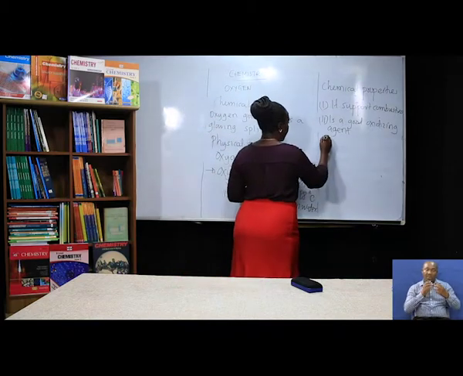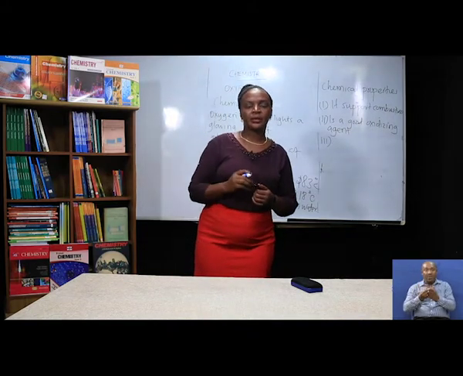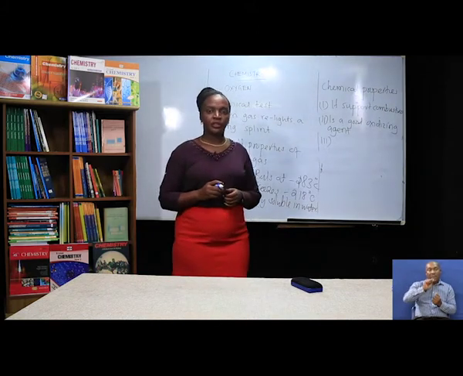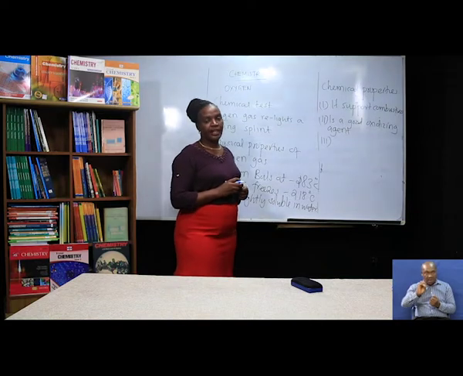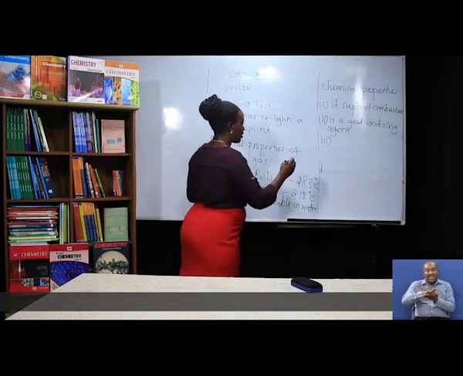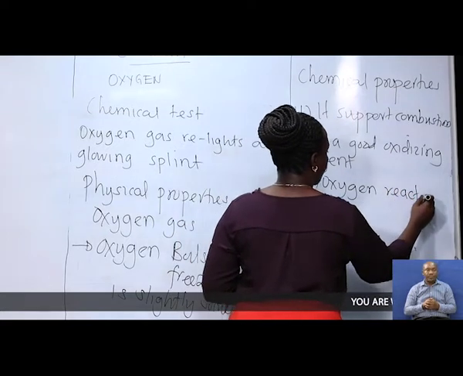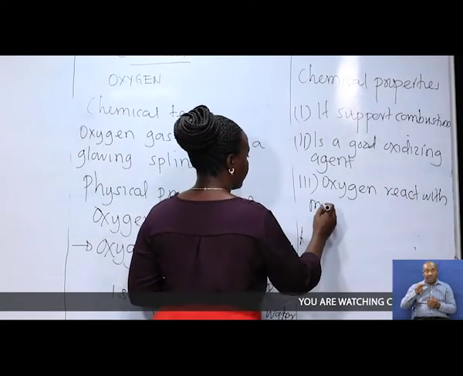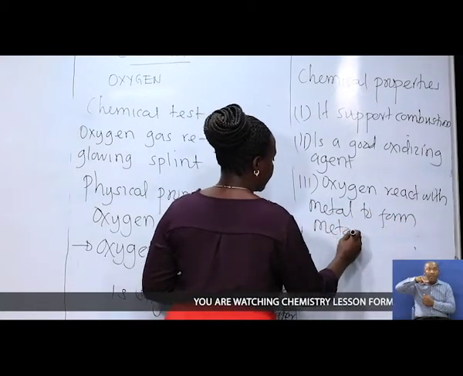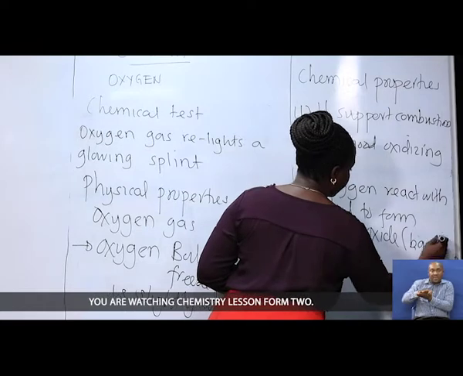But number three, oxygen reacts with metal. And once they react with metal, they form metal oxide. Oxygen reacts with metal to form metal oxide, or in other words, basic oxide. This metal oxide is basic in nature, so it is called the basic oxide.